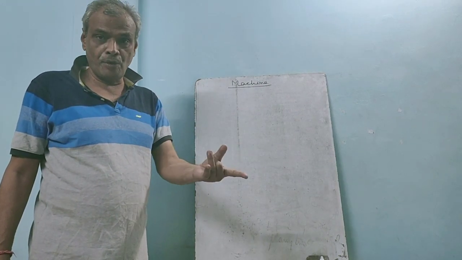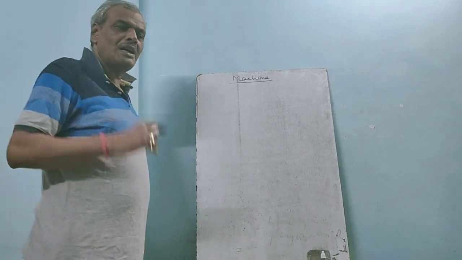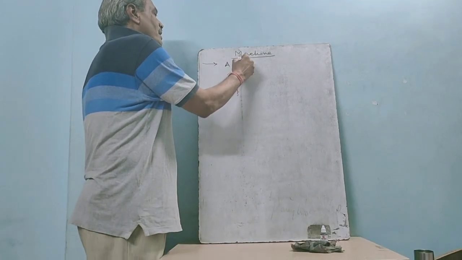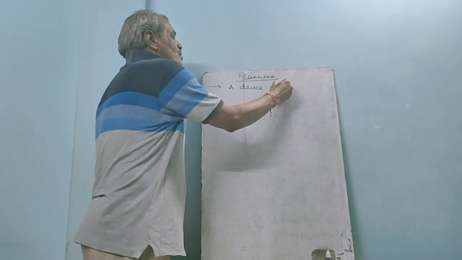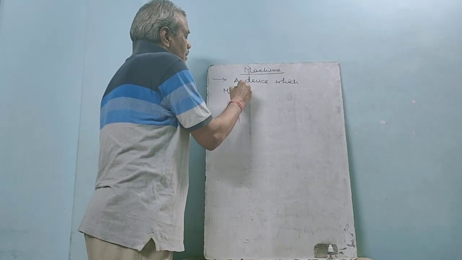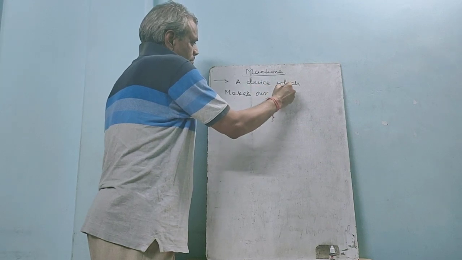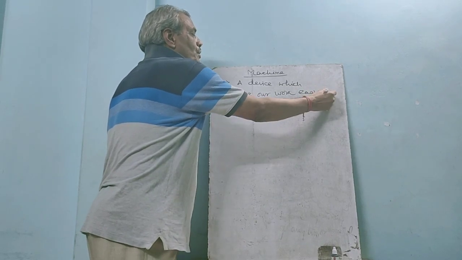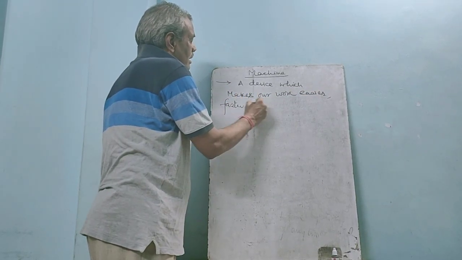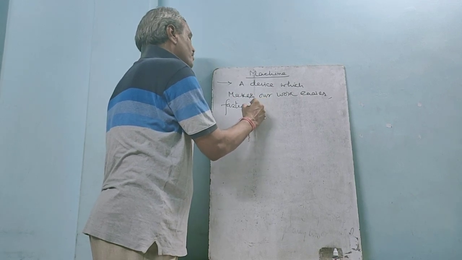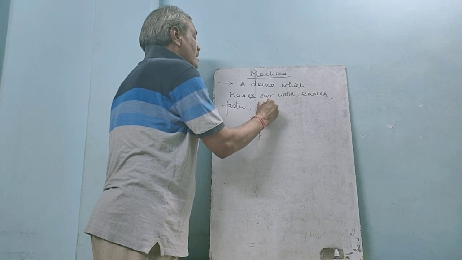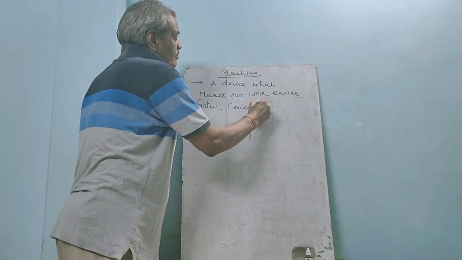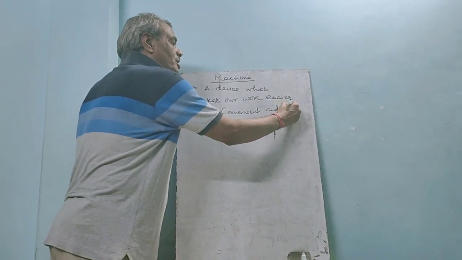Or one form of energy into the same form. But here in your class, in class 10th level, what is a machine? A device which makes our work easier, faster, convenient, and speedy.